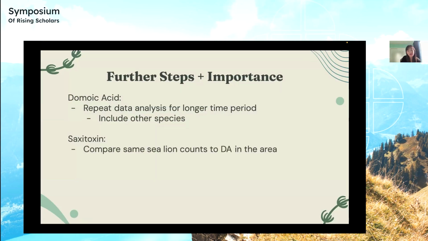In saxitoxin, I would also like to compare the sea lion counts to the domoic acid in the area so that we can see if there is a correlation between those two, and that would explain why there is no correlation between the sea lion counts and the saxitoxin. And again, I'd like to include other species.